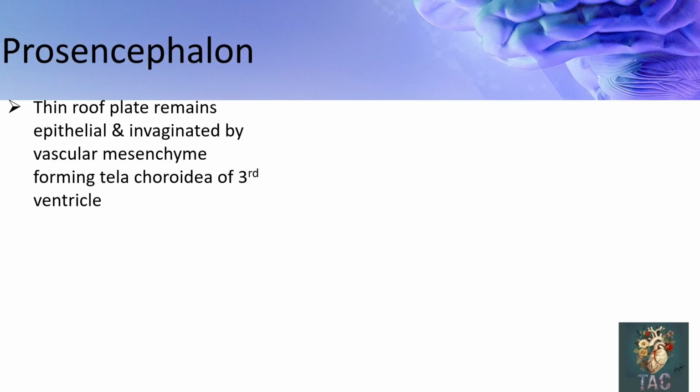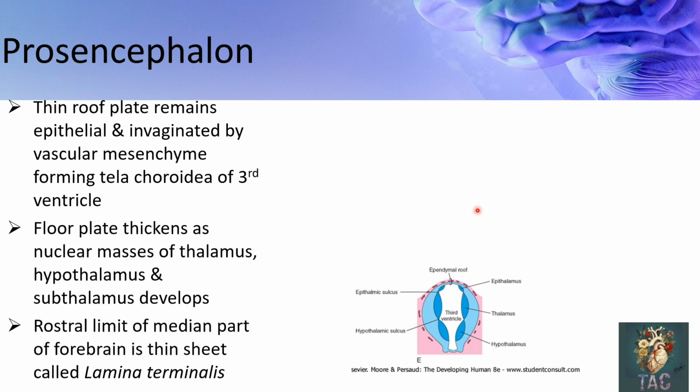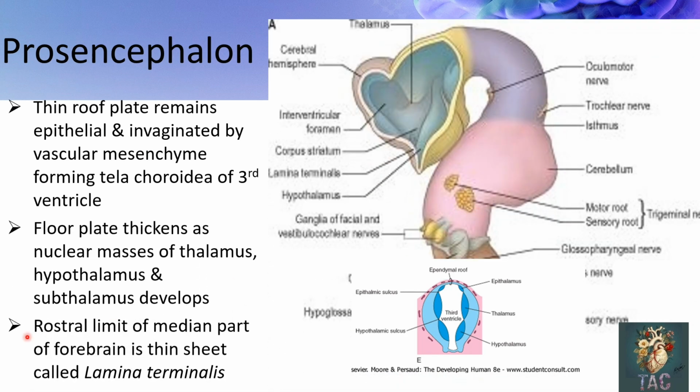So prosencephalon, the roof plate remains epithelial. Here in this section you can see this is the roof plate and it remains epithelial, and it is invaginated by the vascular mesenchyme, which will form the tela choroidea of the third ventricle. Again, the floor plate thickens as the nuclear masses of the thalamus, hypothalamus and subthalamus develop.